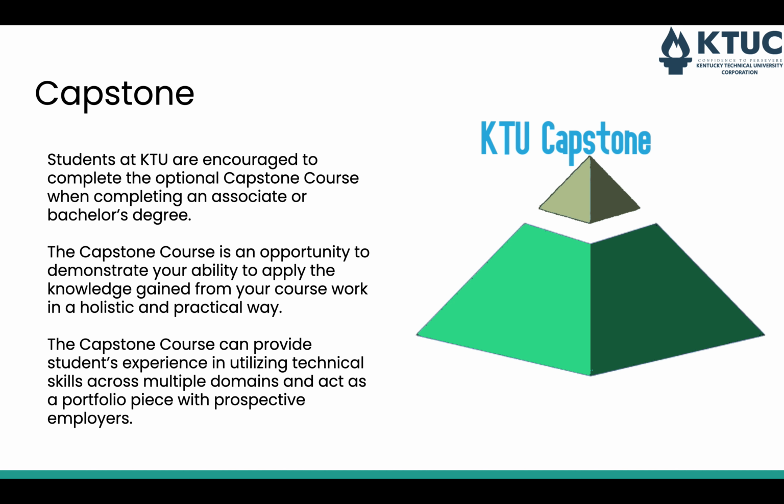For students to complete an associate's degree or a bachelor's degree, they need to meet 60 credit hours or 120 credit hours, respectively. Students can complete that number of credit hours to be able to complete the degree program without taking a capstone.